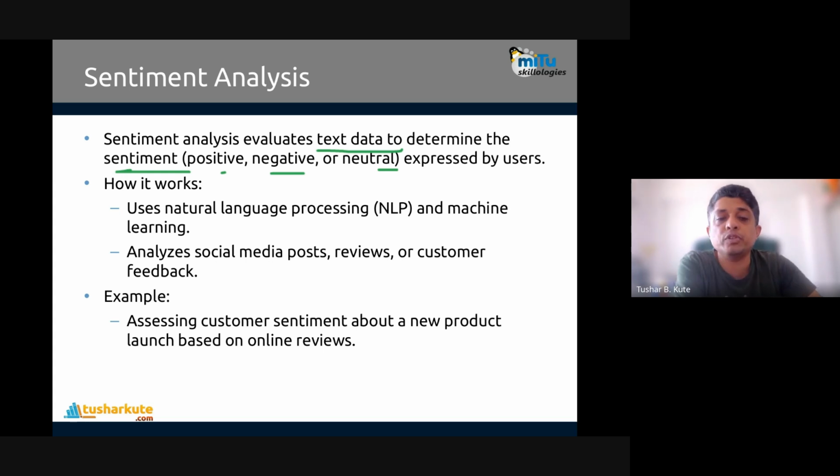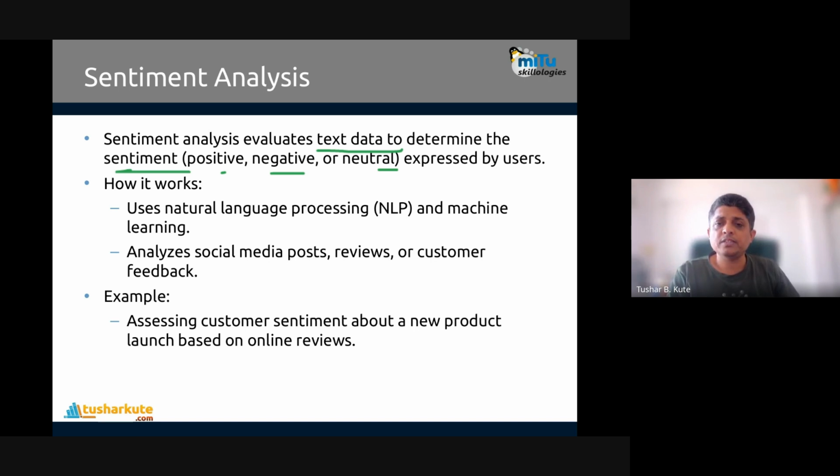So they can analyze social media posts, reviews, or customer feedback. All these data are in natural language format. The customer has put a review, or given some kind of feedback. What kind of reviews are they? Negative, positive, or neutral can be found with the help of sentiment analysis methods. For example, if you assess customer sentiment about a new product launch from website or online reviews, you can analyze whether it is negative, positive, or neutral, or whether he is making some kind of suggestions. That is called sentiment analysis.